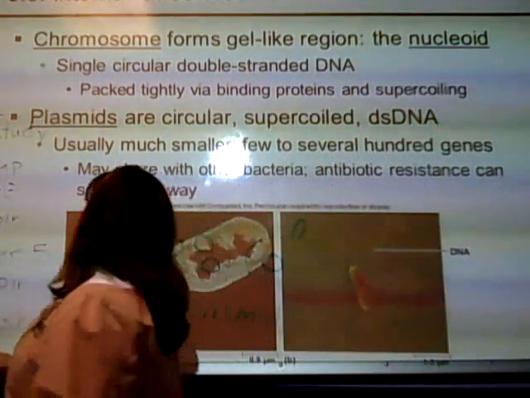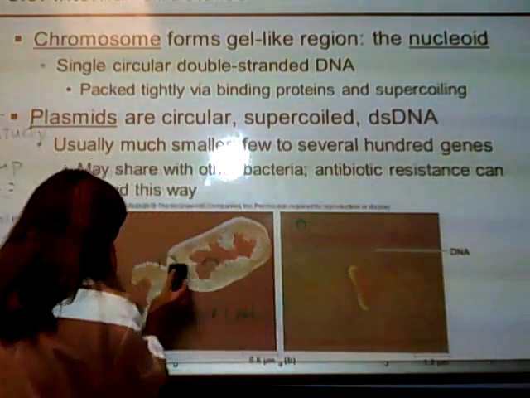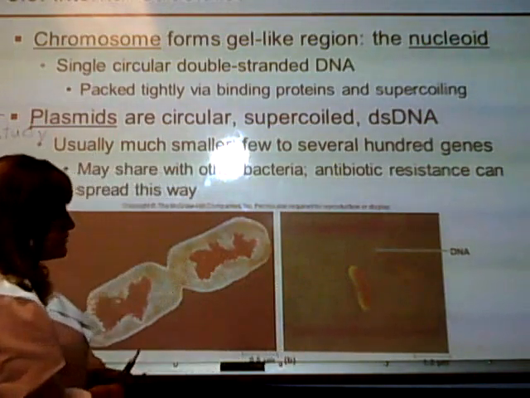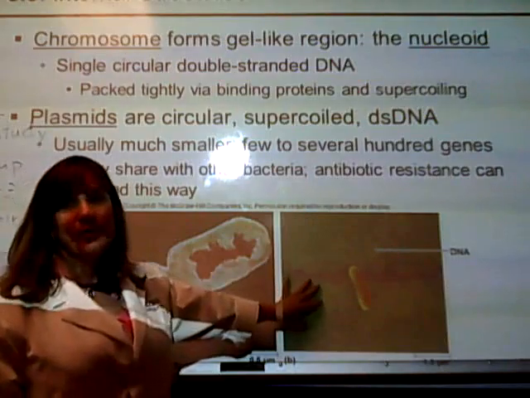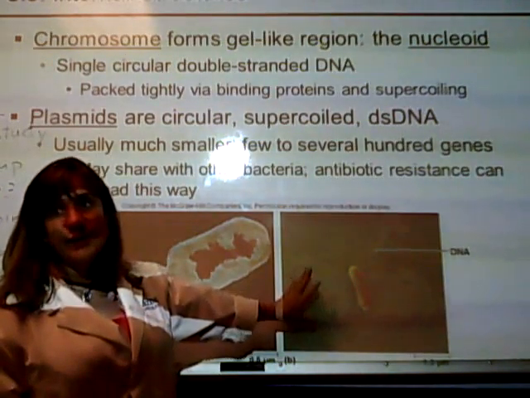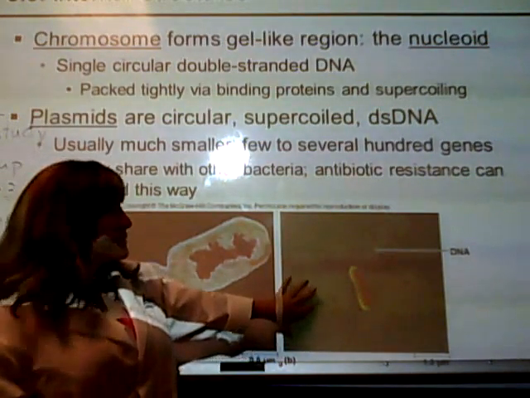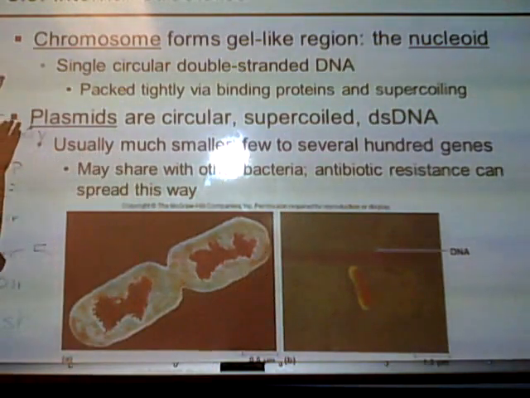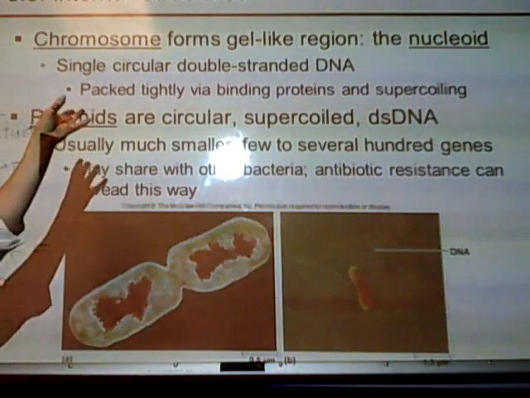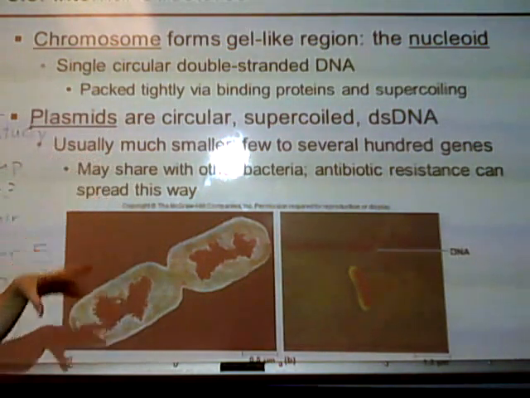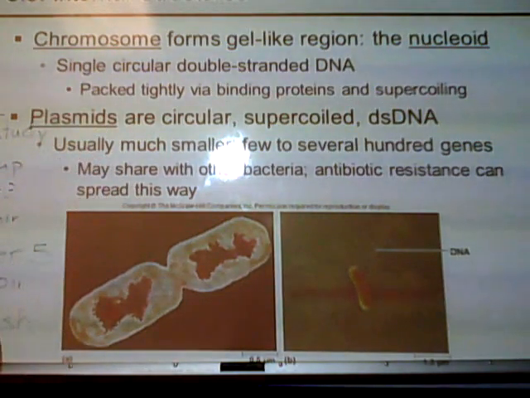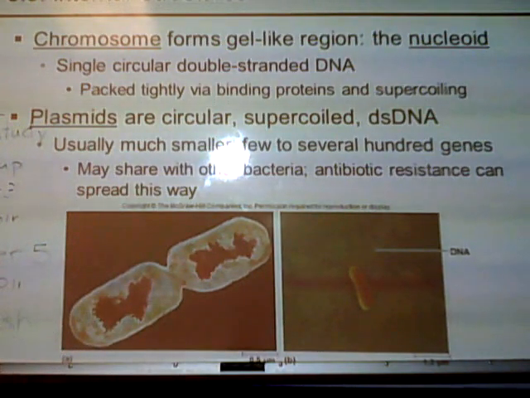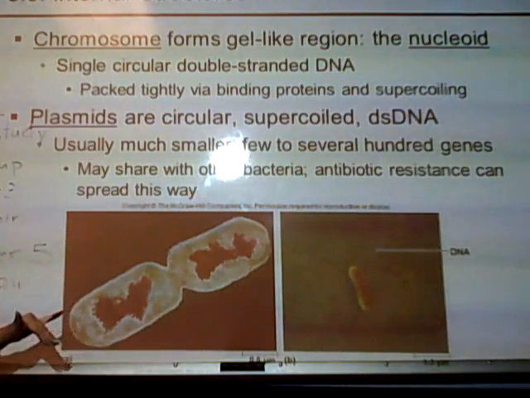All right, and here's a picture of that again. Okay, so this is what DNA looks like normally when it's just free in the nucleoid, not coiled up. All right, so chromosomes form a gel-like region, which is called, again, the nucleoid. So do bacteria have nuclei? No. Good job. They do not have nuclei.